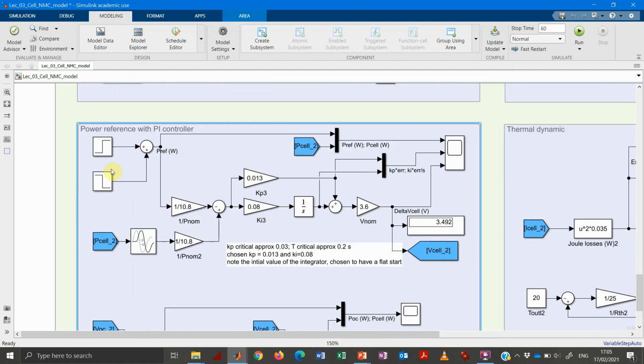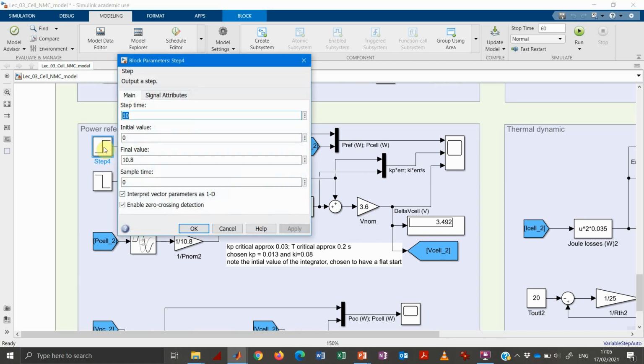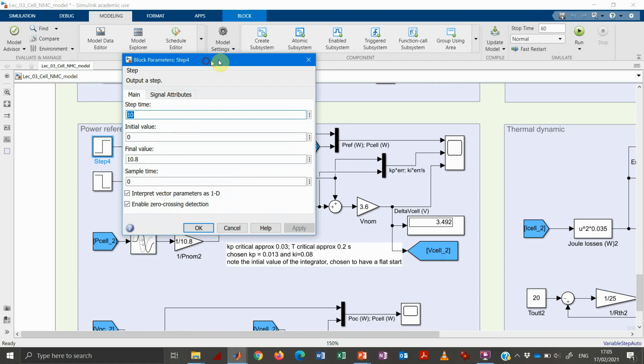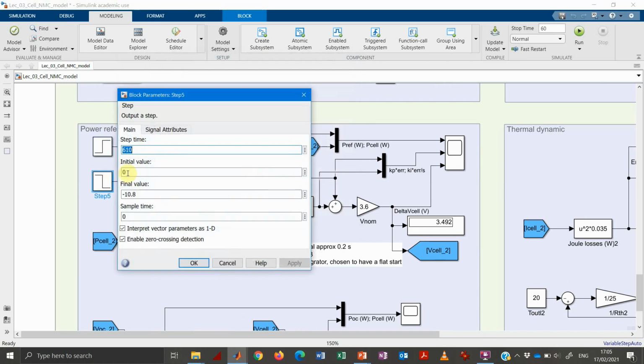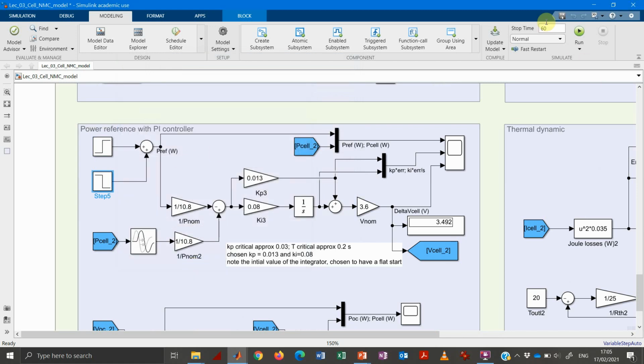I just keep the usual structure, so I have my reference here. I'm designing the reference just for convenience with this step, just to say that I want to start with no power. I get to 10.8 watt after 10 seconds, and then after 610 seconds, I want to go back to 0 watt. But let's just focus on the first 60 seconds. So here we have our reference. Down here we have the measurement, so we have the cell power.